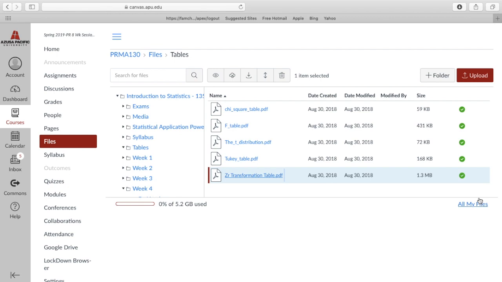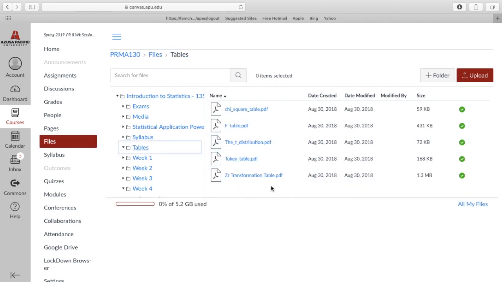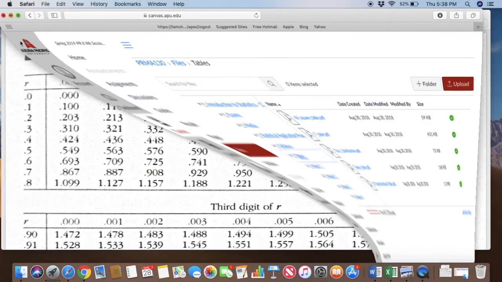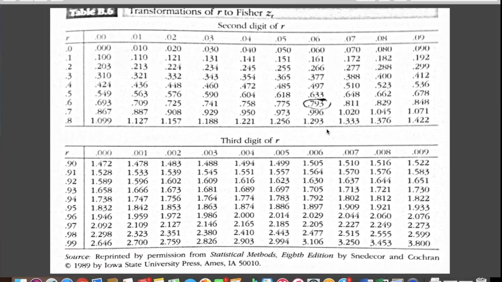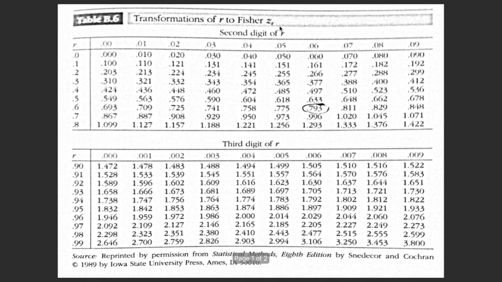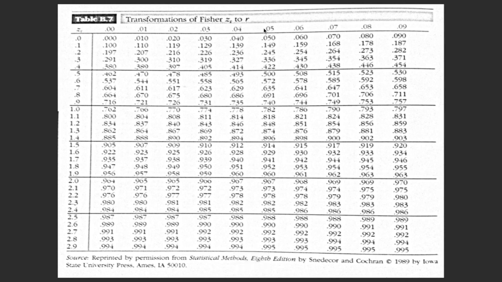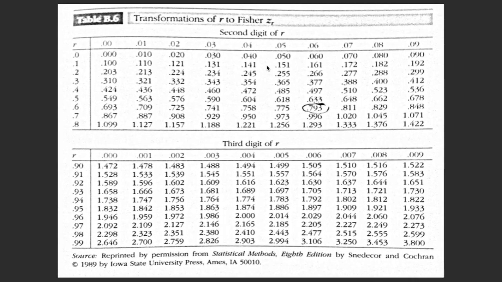Okay, so what we're going to do right now is transform R to ZR. To do that, you just need to go to Files, Tables, and open up the ZR transformation table. There's actually two pages. The first page says R to ZR, which is what we're doing. The second page says ZR to R, which we'll be doing later. So we have to transform R to ZR, do some calculations, and then transform ZR back to R. Okay, so here we are.